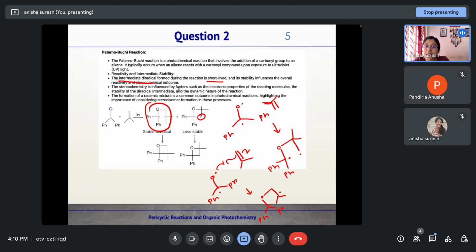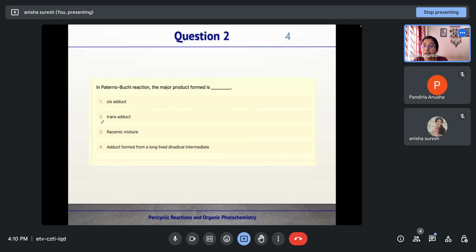The stereochemistry is influenced by factors such as the electronic properties of the reacting molecules, the stability of the radical intermediate, and the dynamic nature of the reaction. So the formation of a racemic mixture is a common outcome in photochemical reactions, highlighting the importance of considering stereoisomer formation in these processes. So what is forming in this reaction? A racemic mixture will result from the Paterno-Buchi reaction. Is it clear?